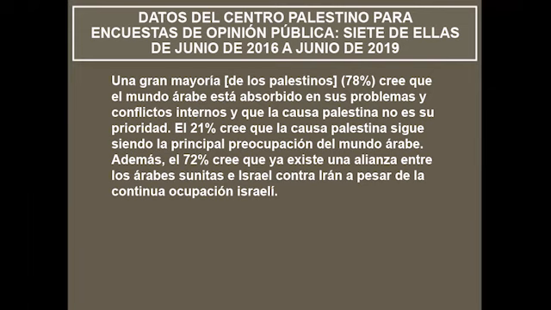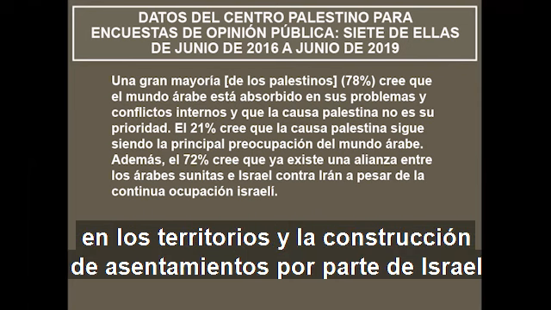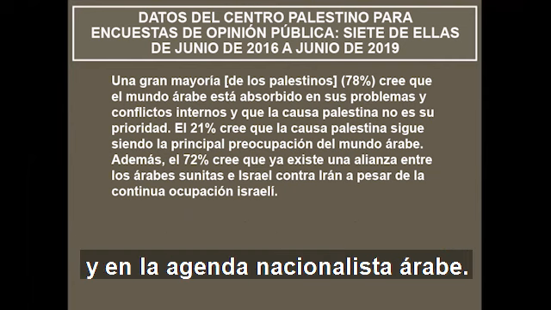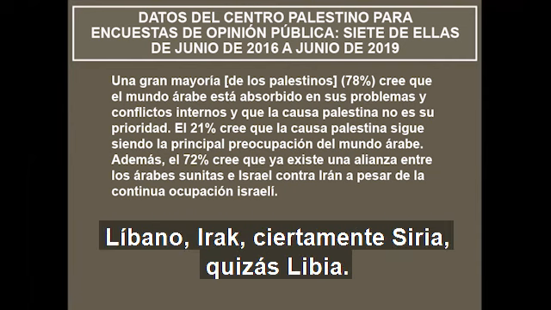Polling data, which is published by the Palestinian Center for Public Opinion, over the last 3 years has consistently come up with the reality that 78% of Palestinians believe that the Arab world is preoccupied with its problems and internal conflicts, and that Palestine is not a primary cause. 72% believe an alliance already exists between Sunni Arabs and Israel against Iran, despite the continued Israeli occupation of the territories. There used to be a time, 25 years ago, when Israel's presence in the territories, Israel's building of settlements, was the primary issue on the inter-Arab agenda or an Arab nationalist agenda. Now it is not, with many Arab states severely hurting economically. Lebanon, Iraq, certainly Syria, perhaps Libya.